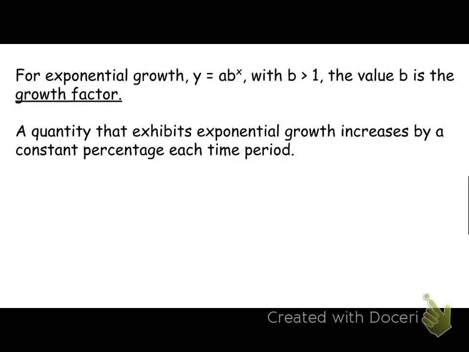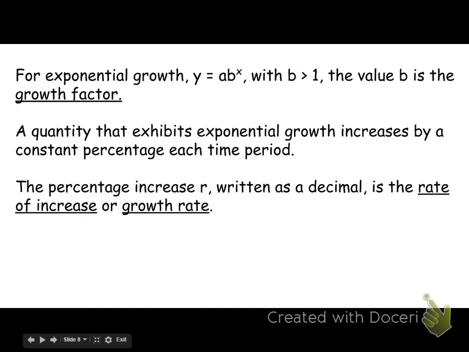Very big with population type stuff. The population increased by 5% this year. That's exponential growth. Why Ebola came around, the government's trying to kill us.